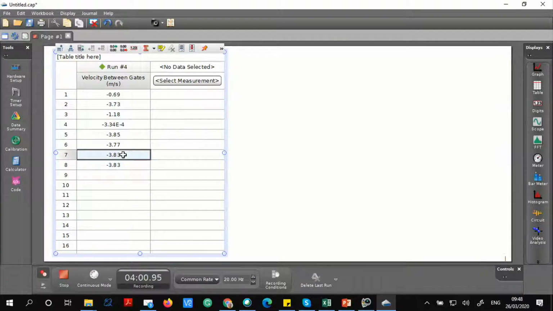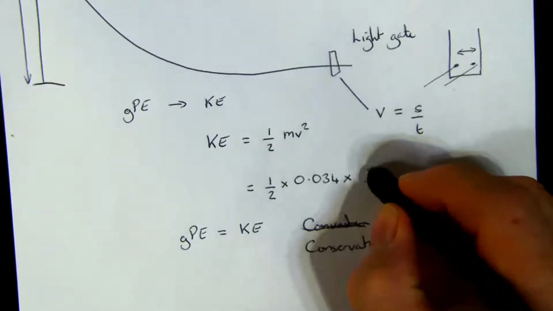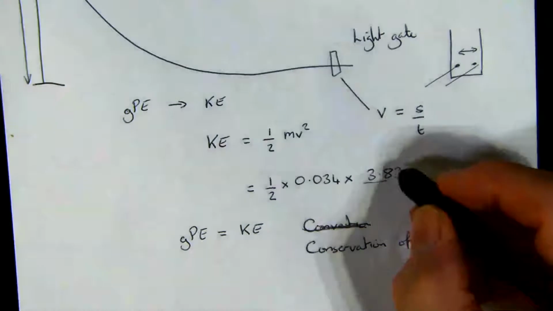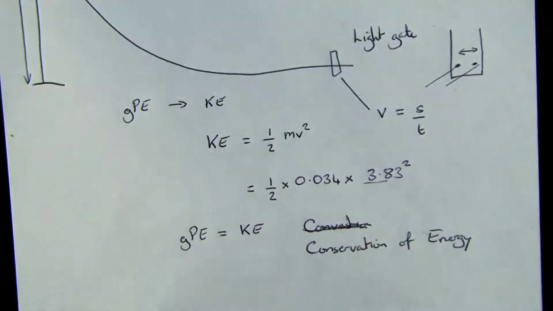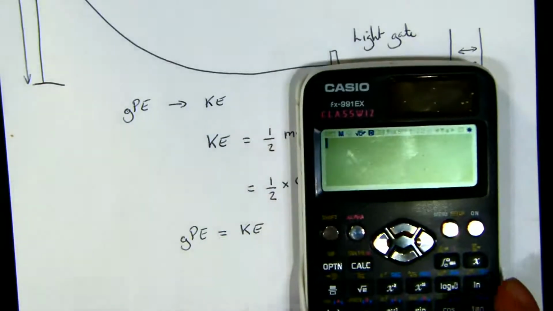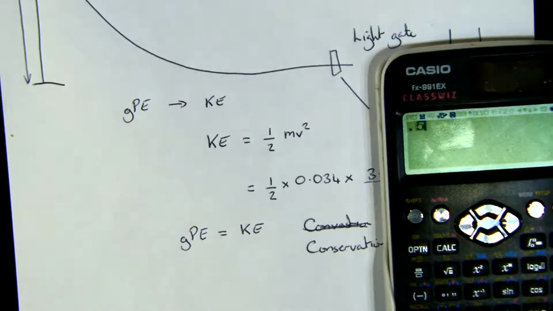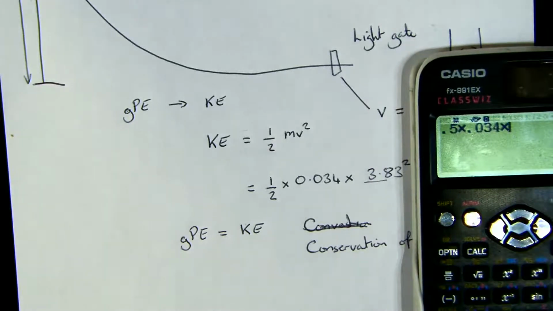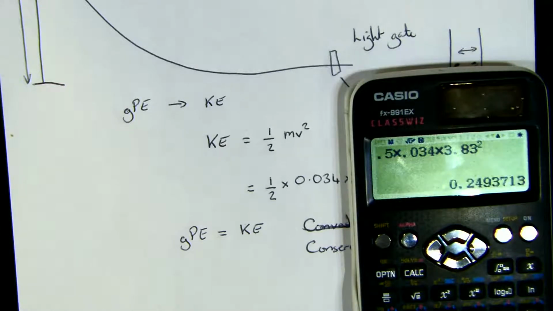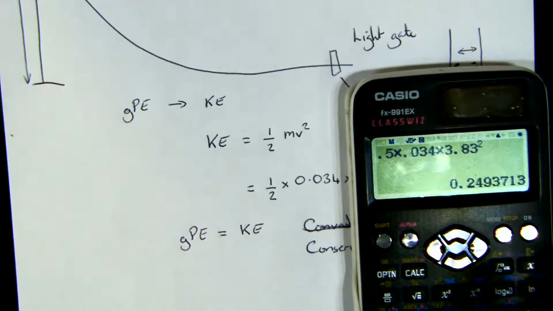So it's about that. So let's take our velocity. We've got 3.83 meters per second, and that one number is going to be squared. Let's have a look and see what's going to happen. If we turn the calculator on, we've got a half, 0.5, times 0.034 times 3.83 squared. And that's going to give us 0.249.